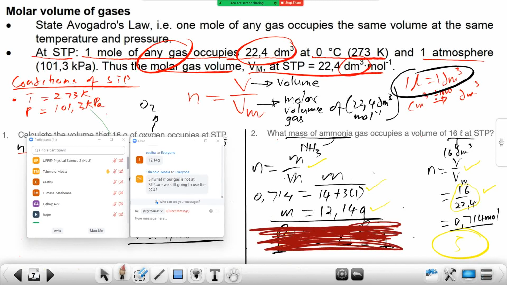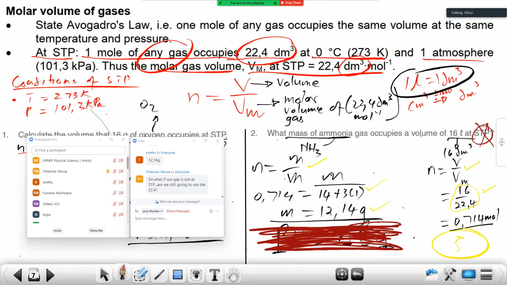So for instance, if this was not there, then they will have told us that the molar volume is equal to 20.3. Then we are going to use that 20.3. So 22.4 is only applicable if we have the information that we are working with a gas that is at STP. At times, they will not tell you it's at STP.